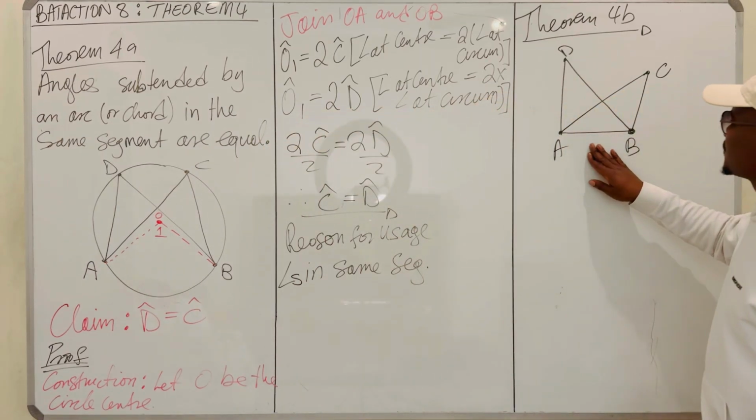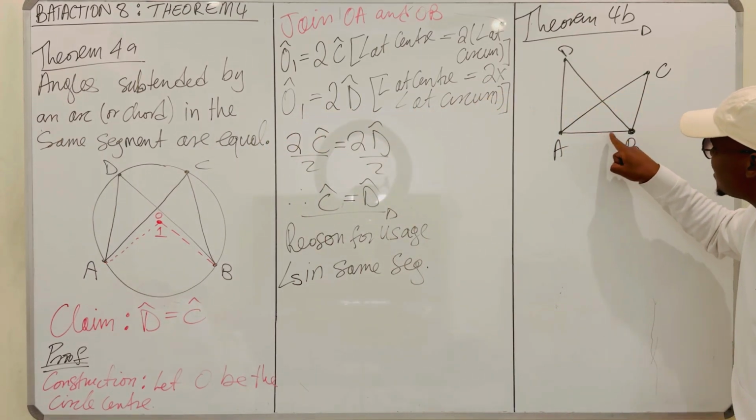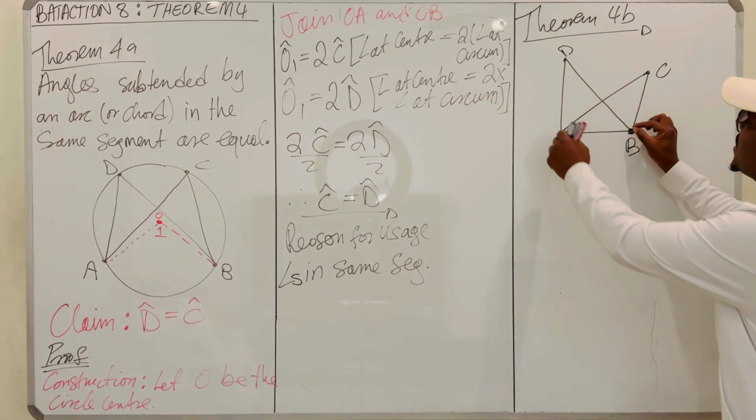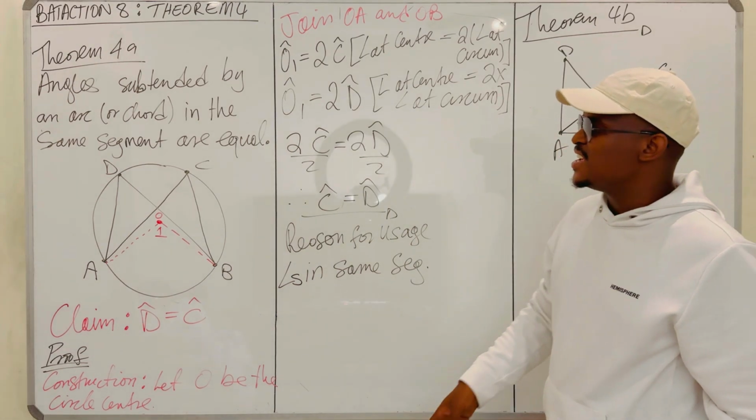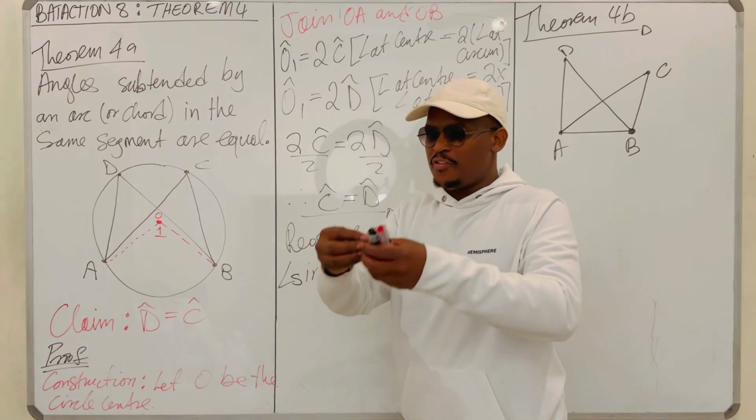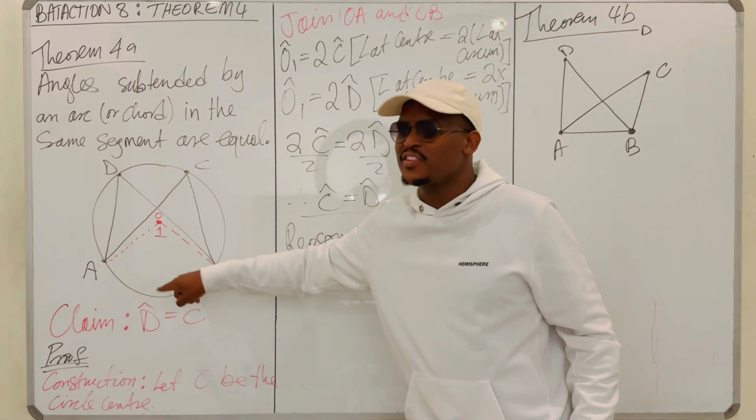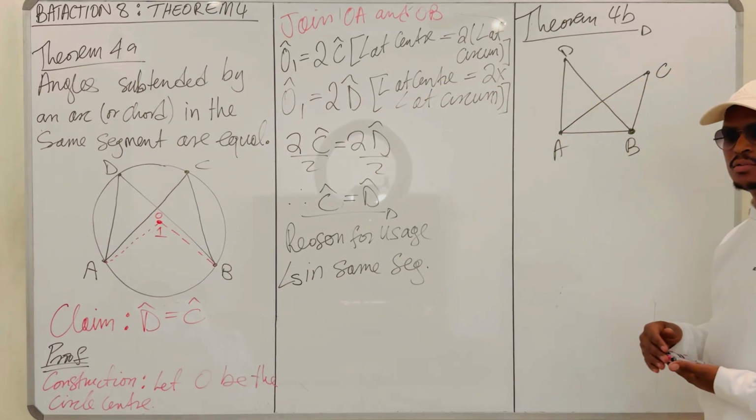But here, this line segment subtends, or it can be just two points subtending. So you can just have two points subtending. That would be equivalent to having an arc. If you have a line segment, it's equivalent to having a chord. Do you understand that part?